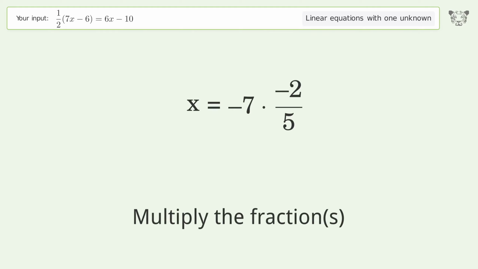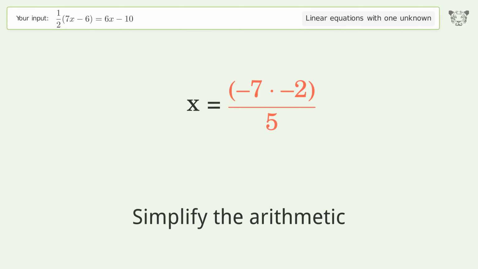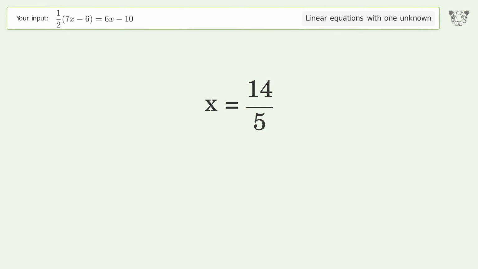Multiply the fractions. Simplify the arithmetic. And so the final result is x equals 14 over 5.